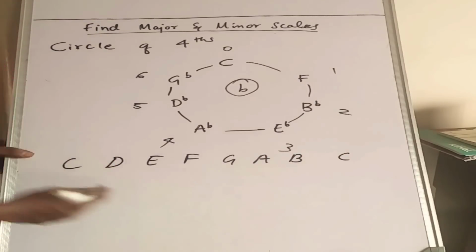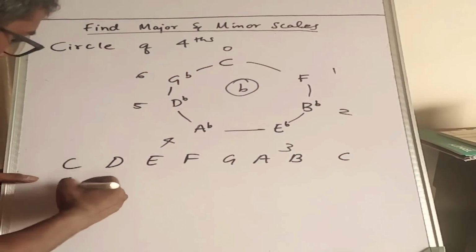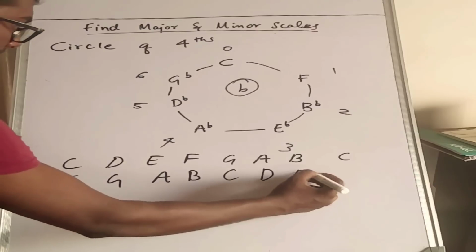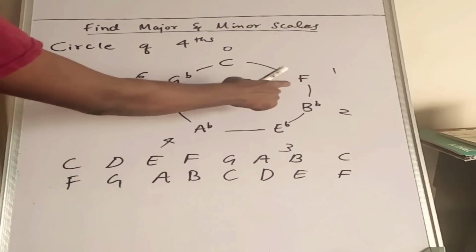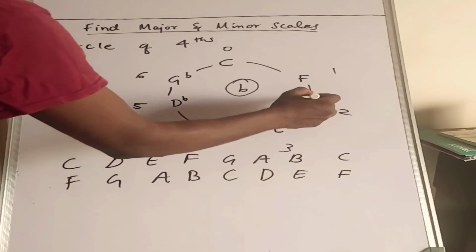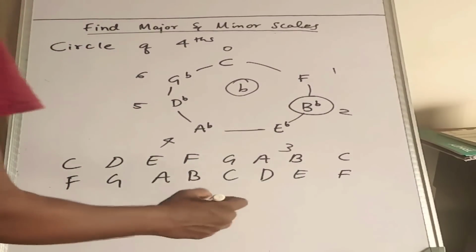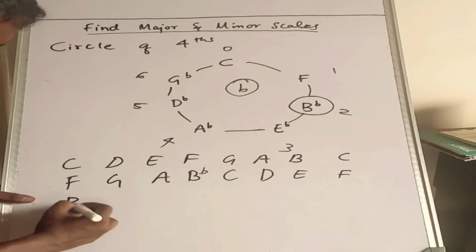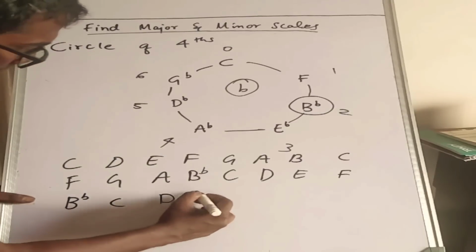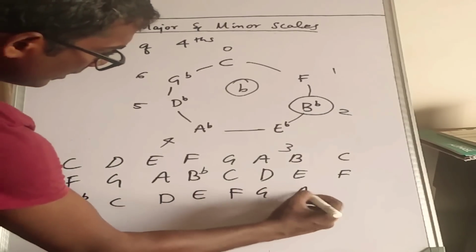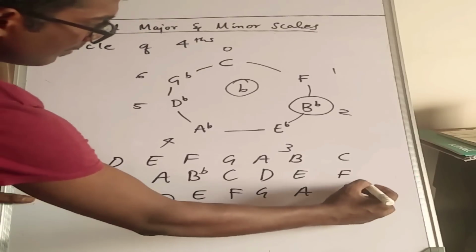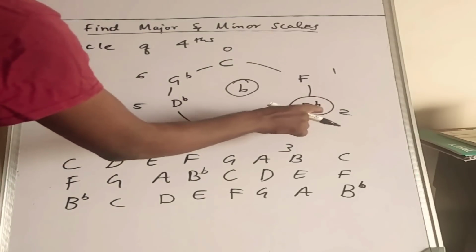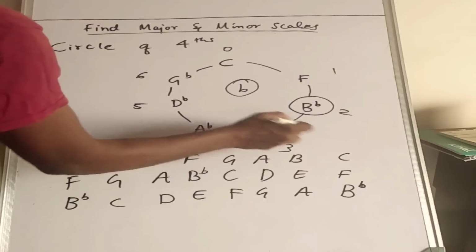Let's go to F major scale. Let's write down the notes first. Now all you have to do is go to the next note. The immediate next note will be the flat for F major scale. That's a B flat. Now coming to the B flat scale, let's write down the notes as it is. So from B flat, go to the immediate next note, which is E flat. So flatten the E.